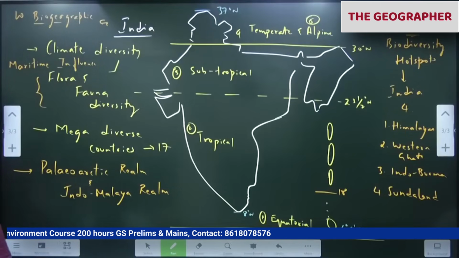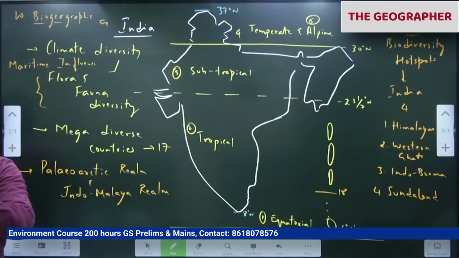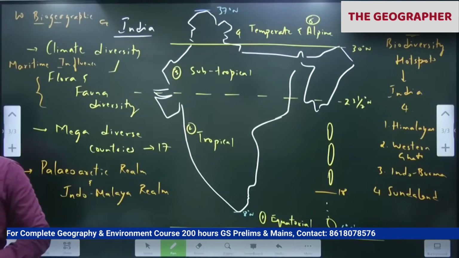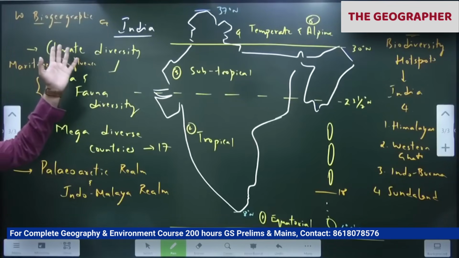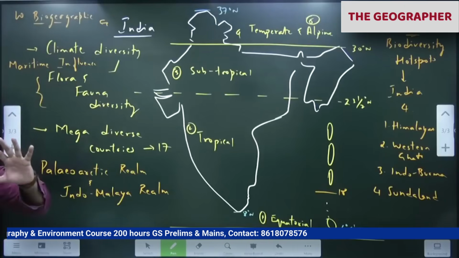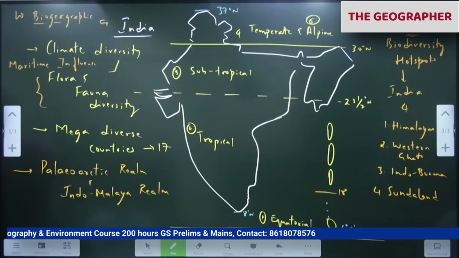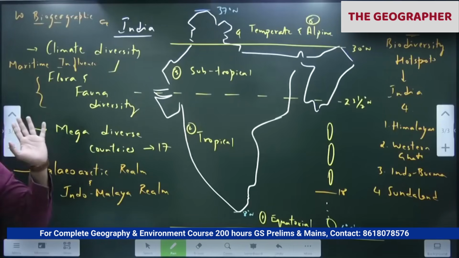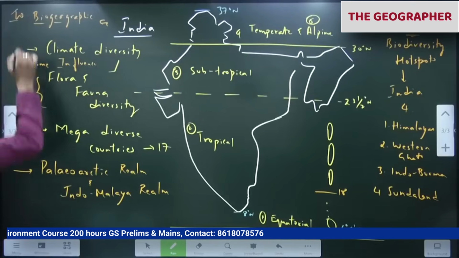So how many biogeographic zones is India divided into? 10. This is not going to change. National parks might increase, tiger reserves will increase, but biogeographic zones will not change. Remember that, fixed. That is the question. How many biogeographic zones is India divided into? 10. That's it. Please check all 10.